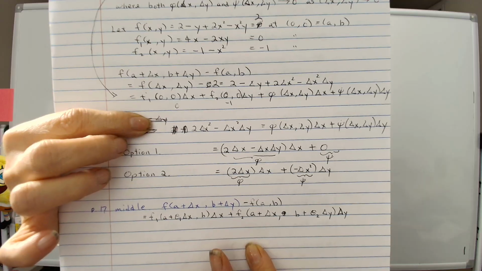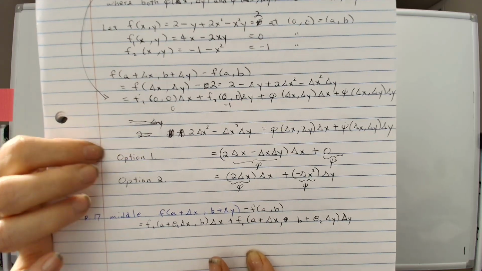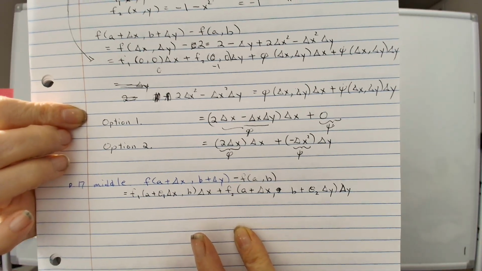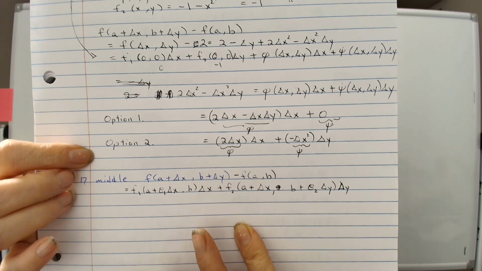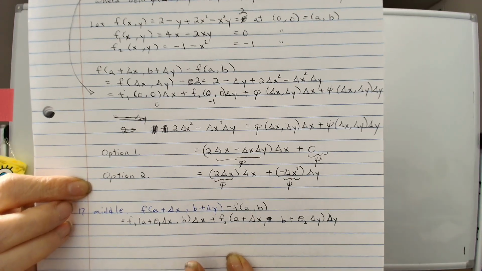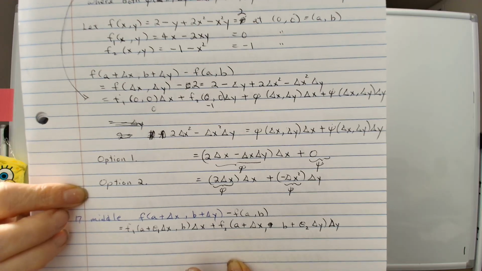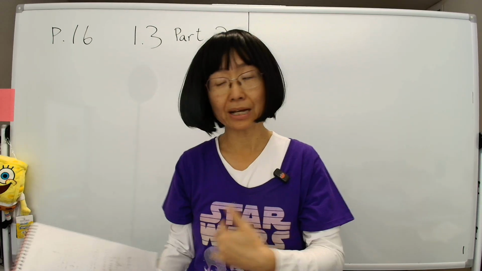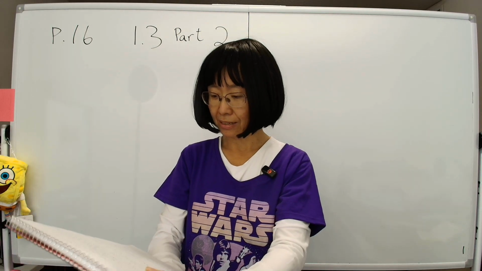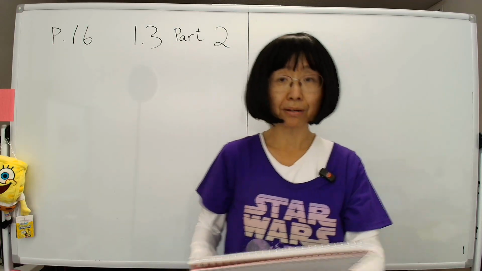And there's more than one way. For example, we can pick this way, as your book shows, or we can pick this way. All we need is that phi and psi are functions of delta x and delta y such that they go to 0 as delta x and delta y go to 0. So that's all we need. And that's how your book came up with what it did.